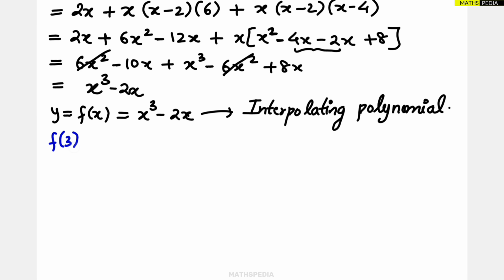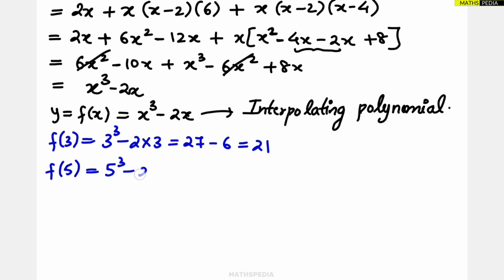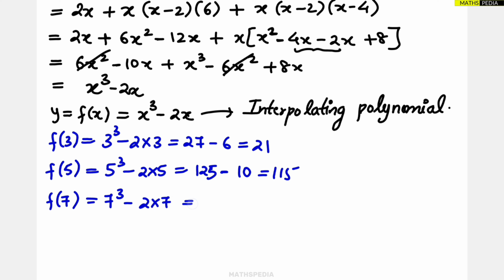So f of 3 is equal to 3 cube minus 2 into 3. It will be 27 minus 6, equal to 21. F of 5, it will be 5 cube minus 2 into 5, 125 minus 10, 115. F of 7, 7 cube minus 2 into 7. It is 343 minus 14, 329. Okay. So all the values we got. So this will be the final answer.